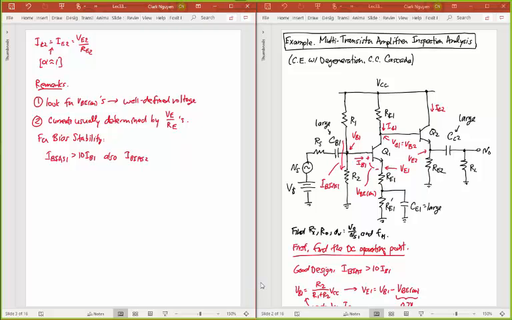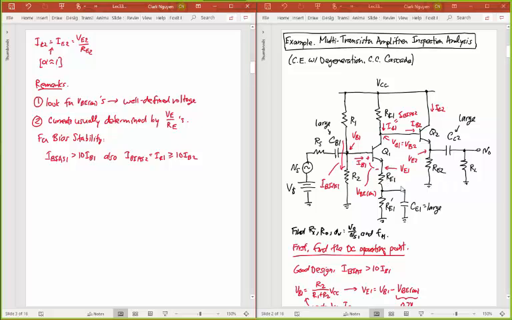But what is I bias 2? Well, if you look at this stage here, this is the base current coming into Q2. That's IB2. And so the current that's going down this branch here is really I bias. So that tells you that my I bias 2 is just equal to IC1. Okay, so I can write I bias 2, which is equal to IC1. That you want to be greater than or equal to 10 times IB2. And that then helps ensure that you have a stable bias point.